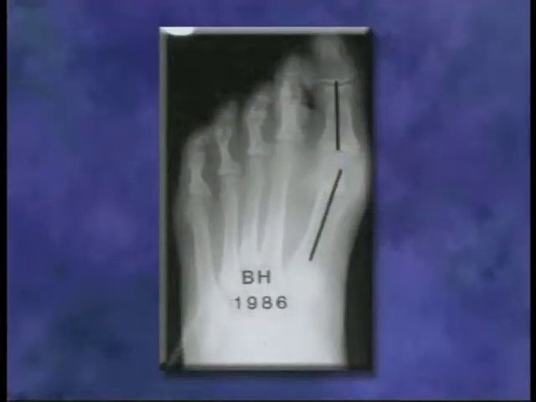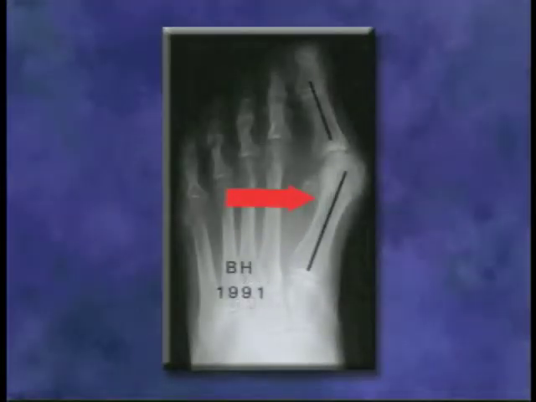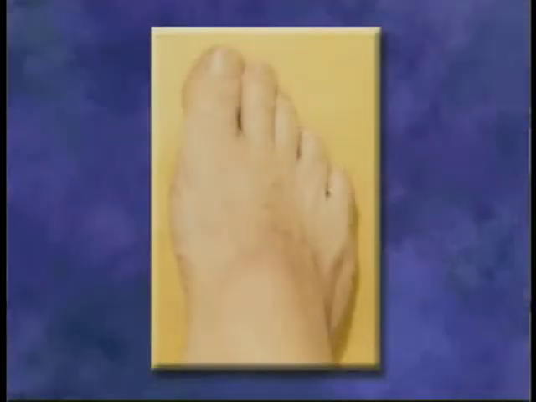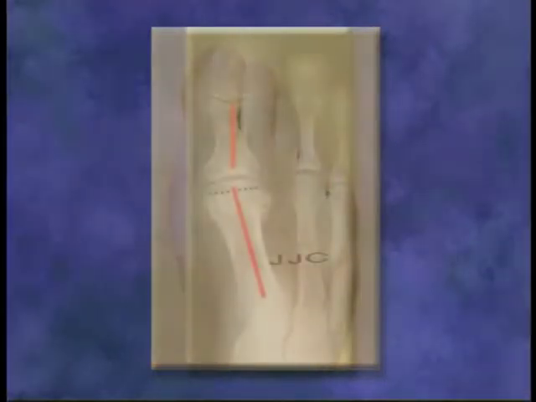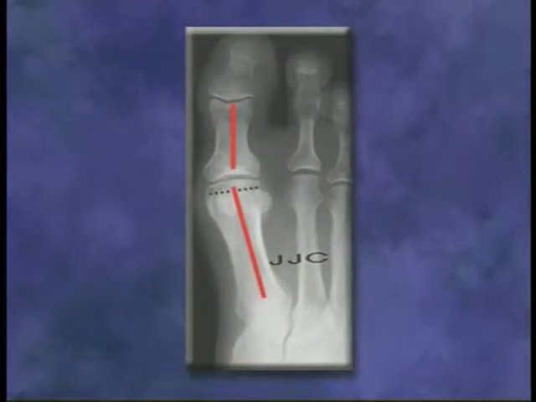Let's look again at how a bunion deformity comes to be. In this photograph, we see a patient in 1986 with a moderate bunion deformity. In this next photo, we see her 5 years later with a much more severe bunion. But it all starts out usually with a normal foot. And here's a photo of a normal foot, and here's the x-ray of the bones underneath, and you can see that the first metatarsal and the proximal phalanx line up just in a straight fashion.